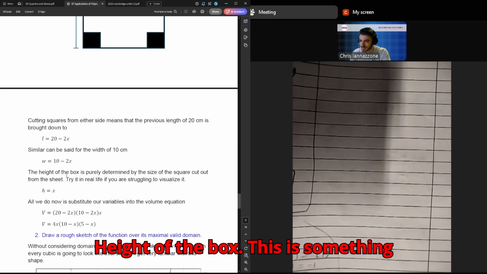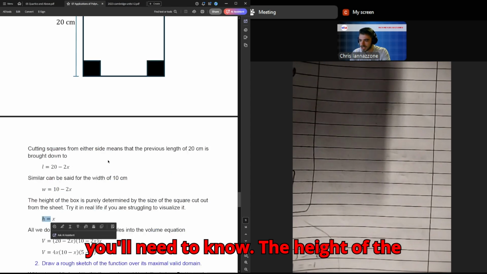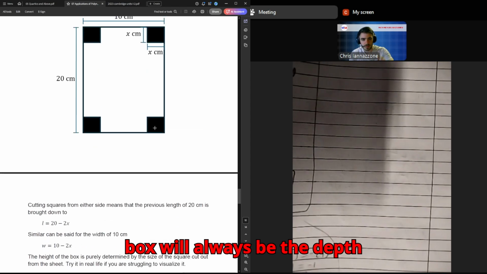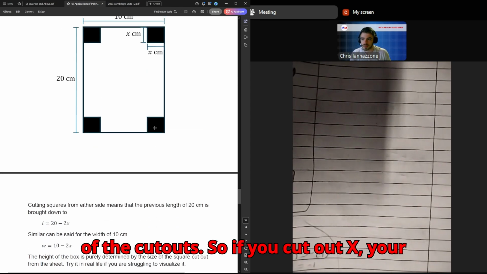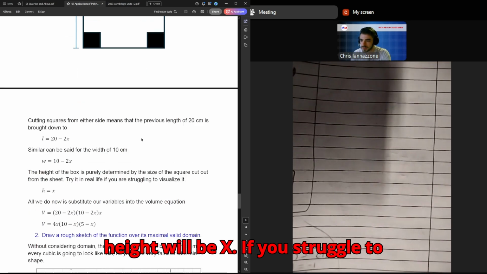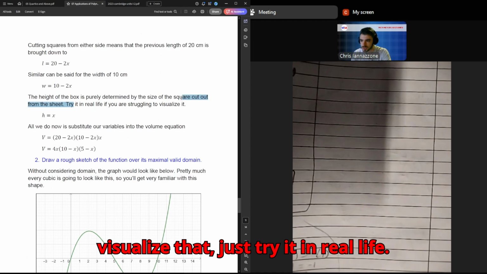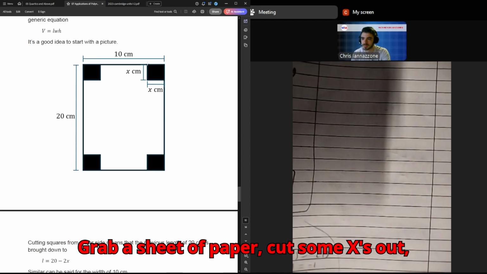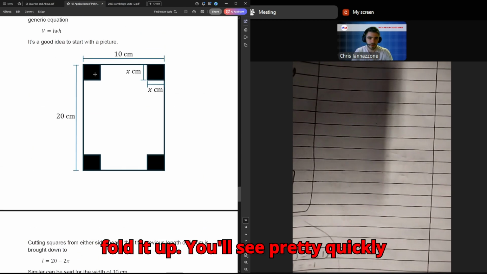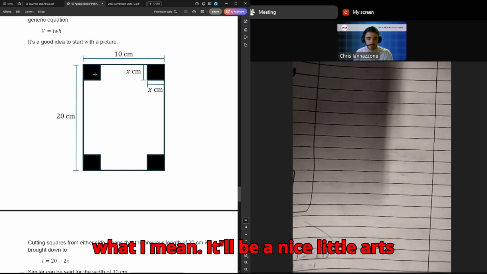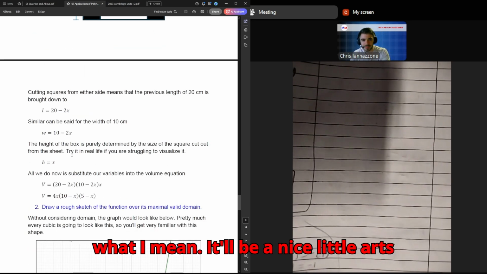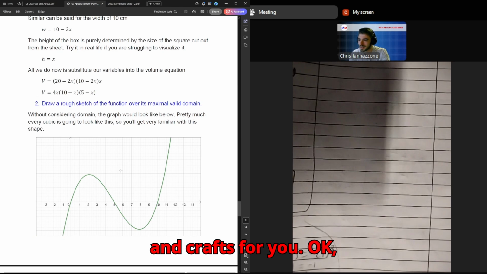Height of the box, this is something you'll need to know. The height of the box will always be the depth of the cutouts. So if you cut out x, your height will be x. If you struggle to visualize that, just try it in real life. Grab a sheet of paper, cut some x's out, fold it up, you'll see pretty quickly what I mean. It'll be a nice little arts and crafts for you.